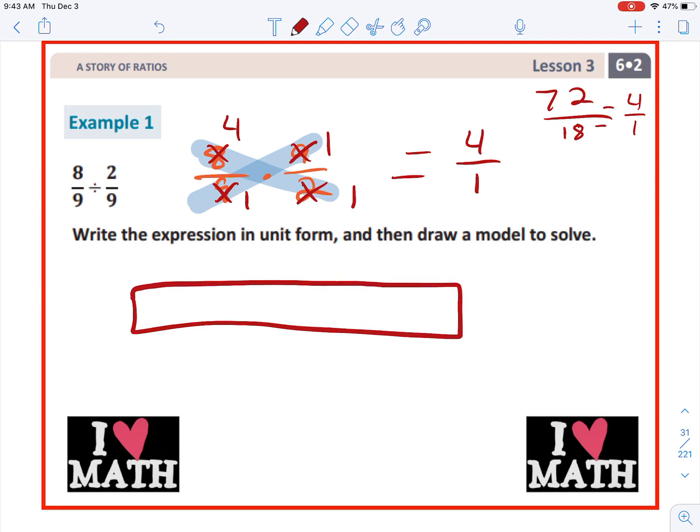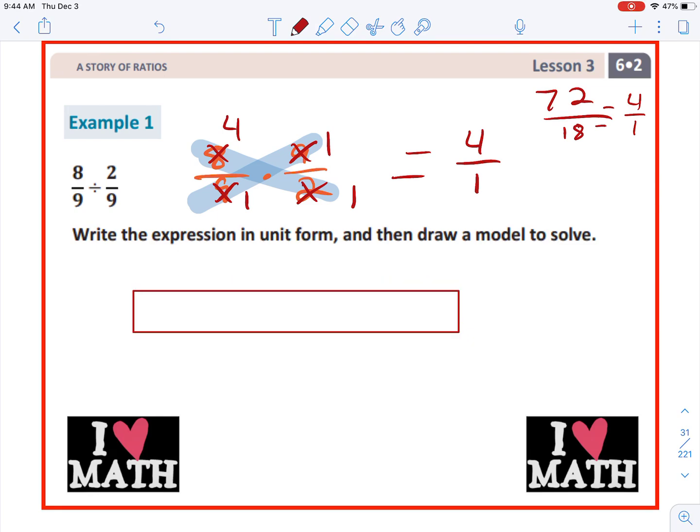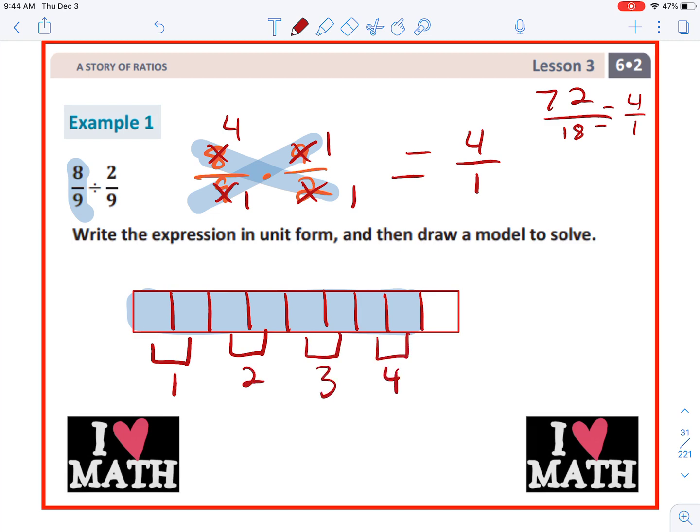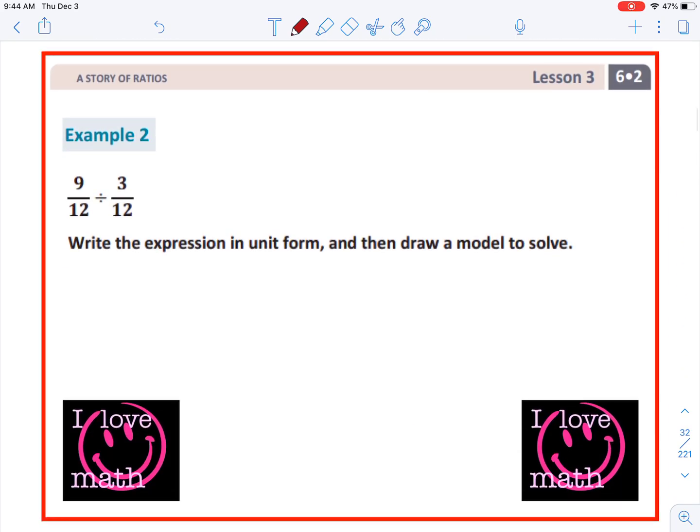I want to show you a quick visual. I'm going to draw a tape diagram with 9 units. And I'm going to shade in 8 ninths because that's the dividend that we're using, right here. I'm going to count out how many 2 ninths there are in 8 ninths. And again, we see that there are 4. So this is true. Let's move on.